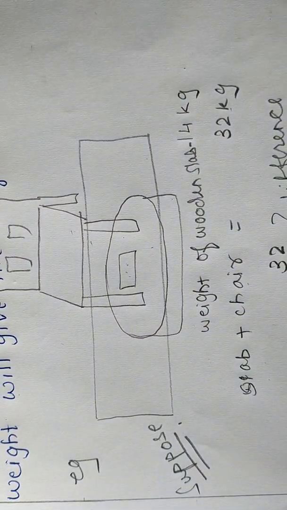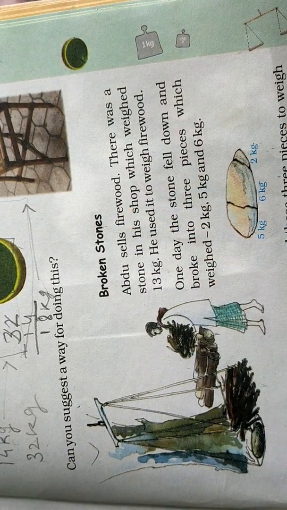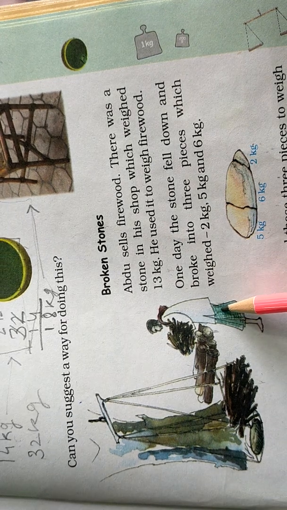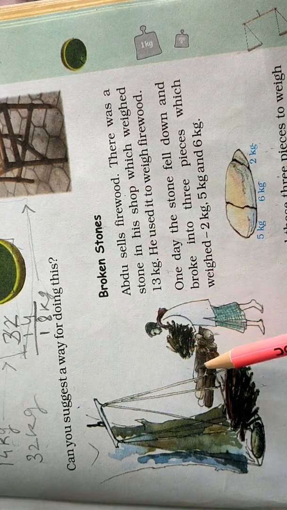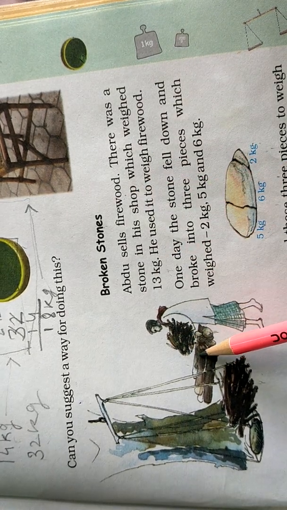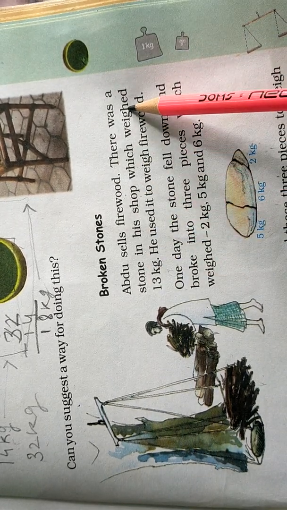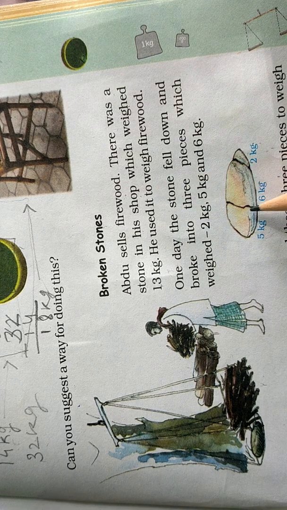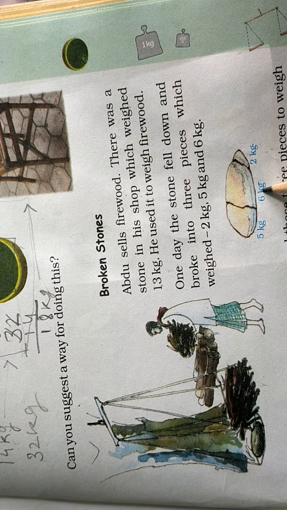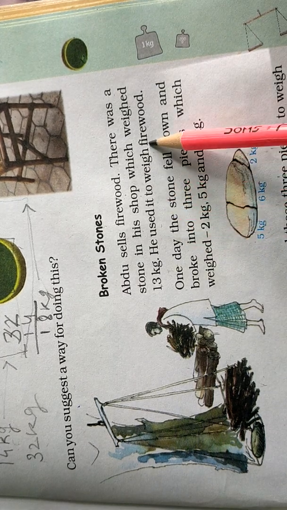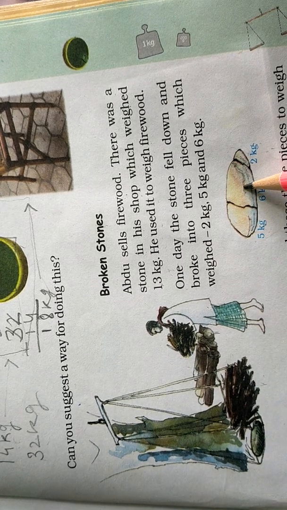Okay, now see downside. Broken chair. Same page 143. Abdul sells firewood. What is the meaning of firewood? यानी जो लकड़ियाँ हम लोग जलाते हैं उसे हम लोग firewood कहते हैं. There was a stone in his shop which weighed 13 kg. You can see the stone here, and the total weight of this stone is 13 kg. He used it to weigh firewood. To weigh this firewood, you can see here he has kept the stone. So it is 13 kg.